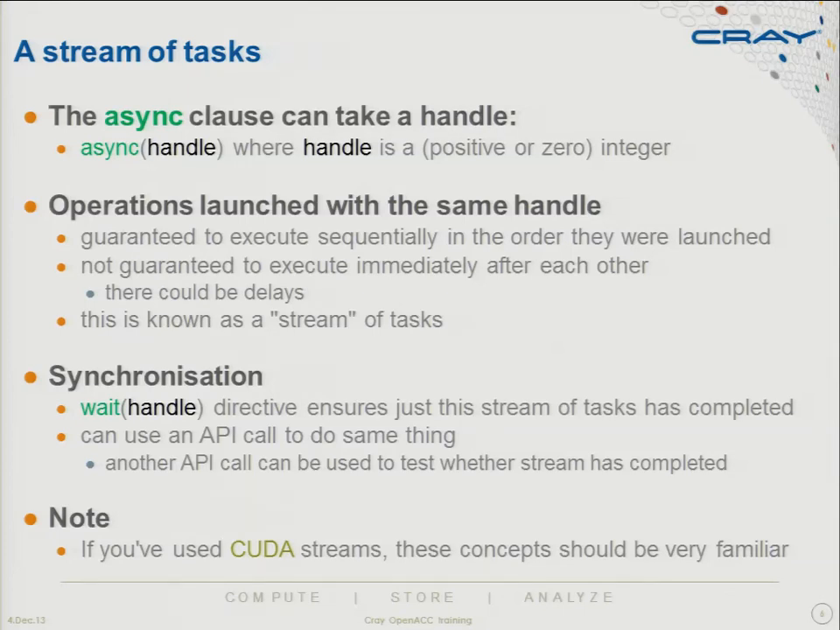So if you've got a sequence of things to be done to an array, launching them as this stream of tasks, so async, all with the same label for each of these kernels and maybe data transfers, is a good thing to do. And you can then wait at the end to make sure this stream of tasks has finished.